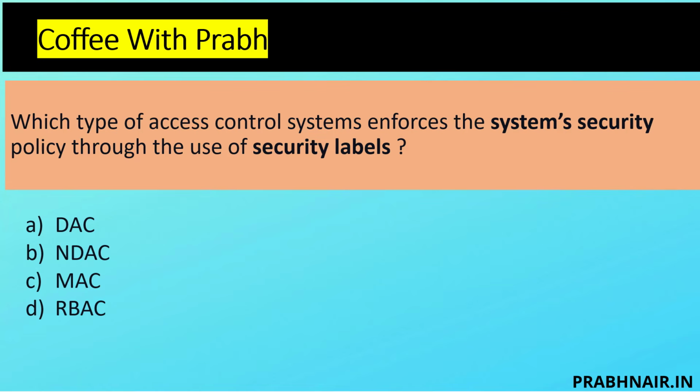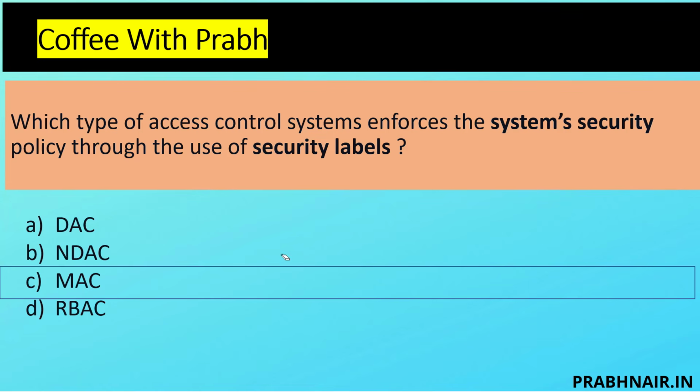Now this question says: which type of access control system enforces system security policy through the use of a security label? So three keywords are there: system security, which means default policy, and label. So the answer is automatically MAC, mandatory access control. Is it clear? Because we have four options. DAC is for the user, NDAC is for the administrator, MAC is mandatory access control, which is a default logic within the system, and RBAC is group-based access control. Okay, now let's move to the next question.